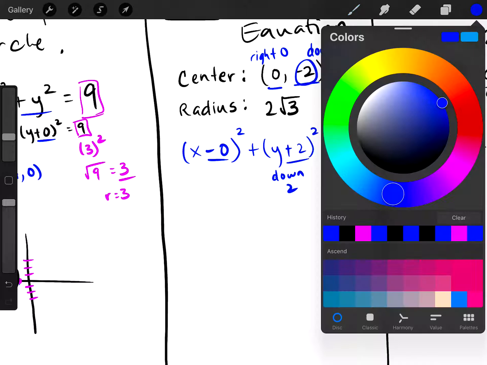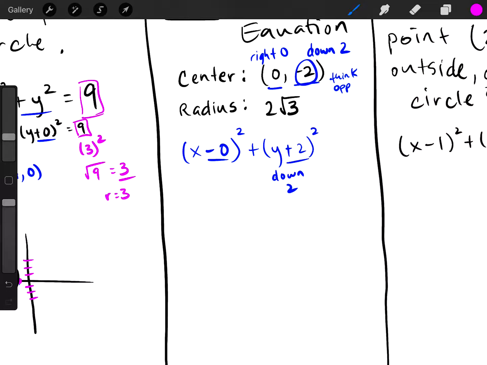The down 2, make sure you're thinking opposite here. Instead of saying y minus 2, which would tell us to go up 2, we put y plus 2. It's the opposite, telling us that means down 2 in this equation. So we've successfully added the center into the equation.